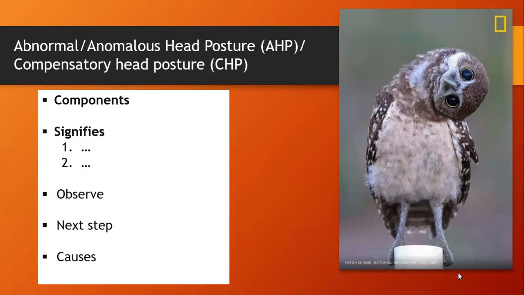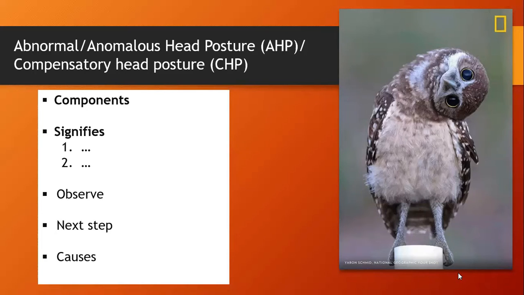An abnormal head posture: sometimes you may be confronted with a case where the most obvious sign is abnormal head posture. So try to spend a few minutes analyzing what could be the cause of this abnormal head posture. Sometimes we call it abnormal or anomalous head posture. In some references, they write AHP for anomalous or abnormal head posture. In other references, you may find the abbreviation CHP, compensatory head posture.